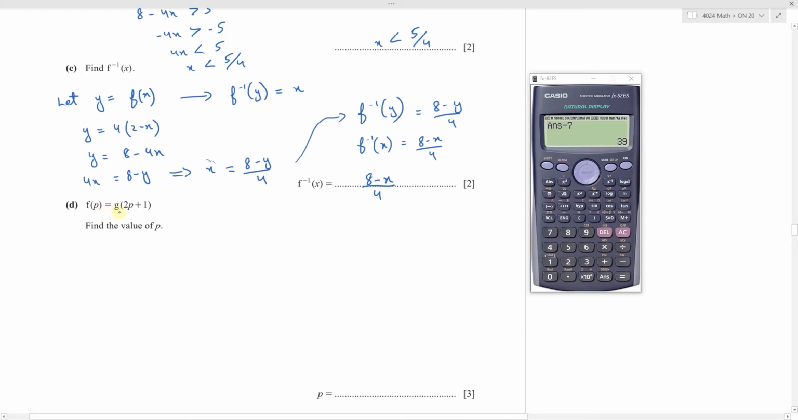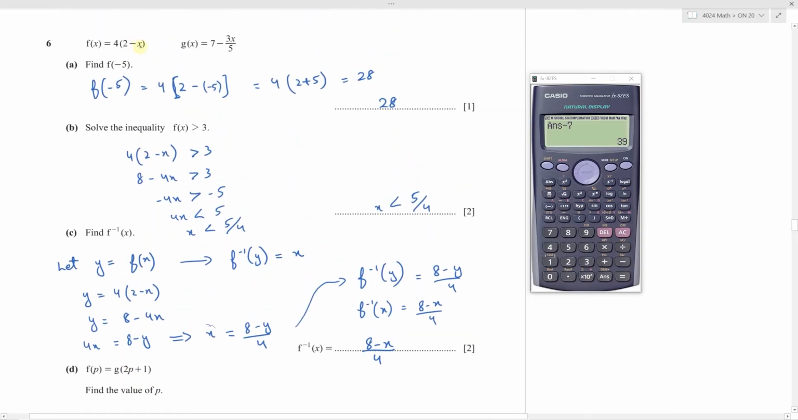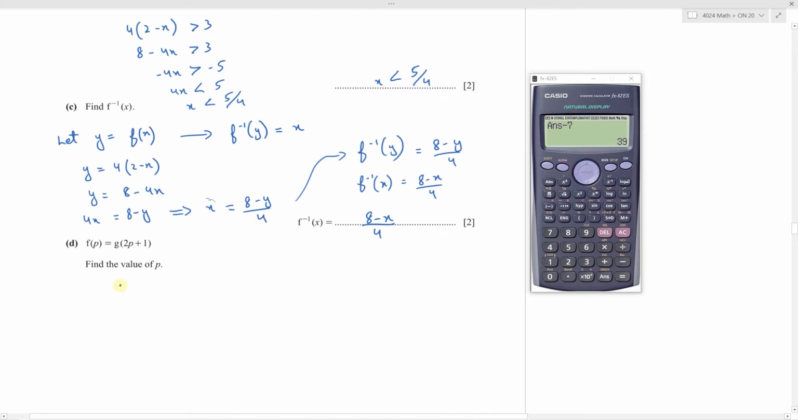Part D is f of p equals g of 2p plus 1. Find the value of p. So f of p, what is f of p? I'll substitute p here. So that will be 4 into 2 minus p. So f of p is 4 into 2 minus p. It is equal to g of 2p plus 1.